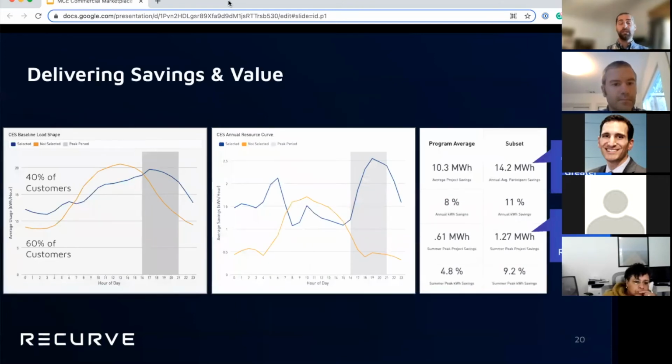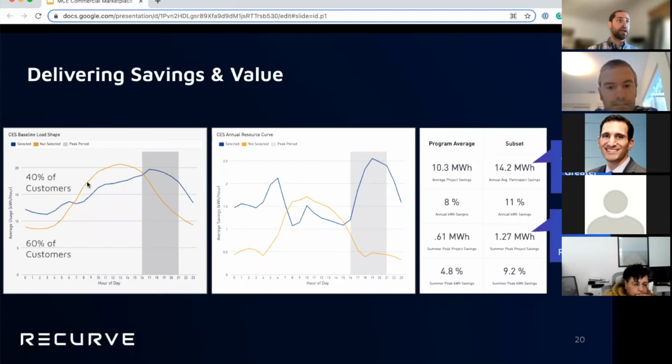But what does this really mean? So from a previous analysis, here you can see the blue line is the selected group, and the yellow or orange line is the not selected group. And for this analysis, we're looking at peak period savings. So customers that are going to save the most, or have the highest potential to save, during peak hours.